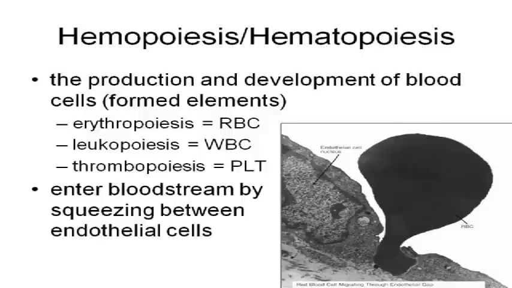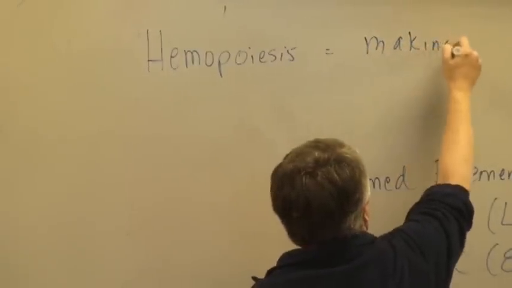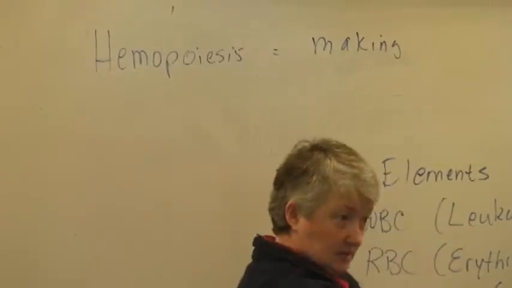Remember we have two terms, hemopoiesis or hematopoiesis. Poiesis means to make something. So this literally means making the blood. Don't get hemopoiesis confused with hemostasis, or confused with homeostasis. That's making blood. Basically making the formed elements.